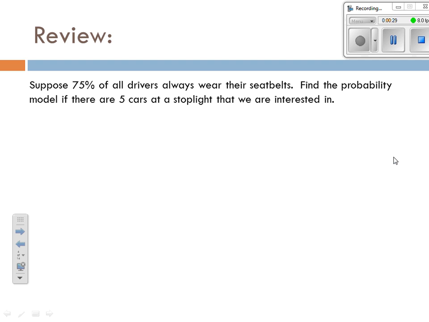So this is what we've been doing so far. Here's another example. Suppose 75% of drivers wear their seatbelts. Find the probability model if there are 5 cars that we're interested in. So first, is it binomial? Right, we have 2 options. They either have their seatbelt or they don't.